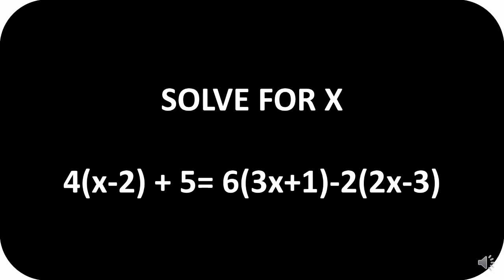In this video, I'm going to be solving the question displayed on the screen. We're being asked to solve for x in 4(x - 2) + 5 = 6(3x + 1) - 2(2x - 3).